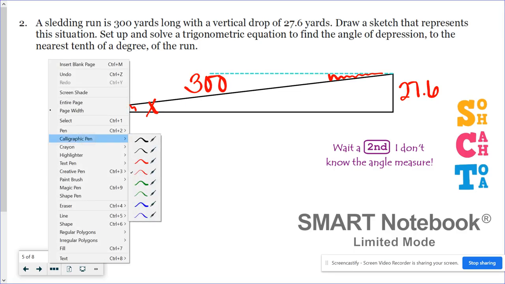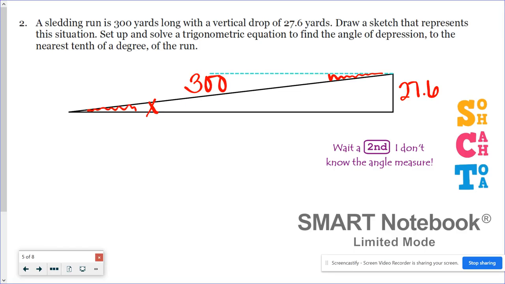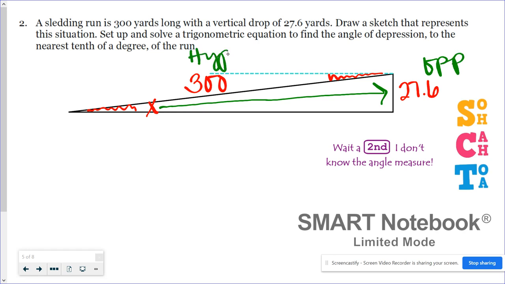So if that's what I want to know, what do I know? Well, I know the side opposite that angle is 27.6. And I also know the hypotenuse in this triangle. So how can I find my angle? I can use sine because sine is the opposite over the hypotenuse.